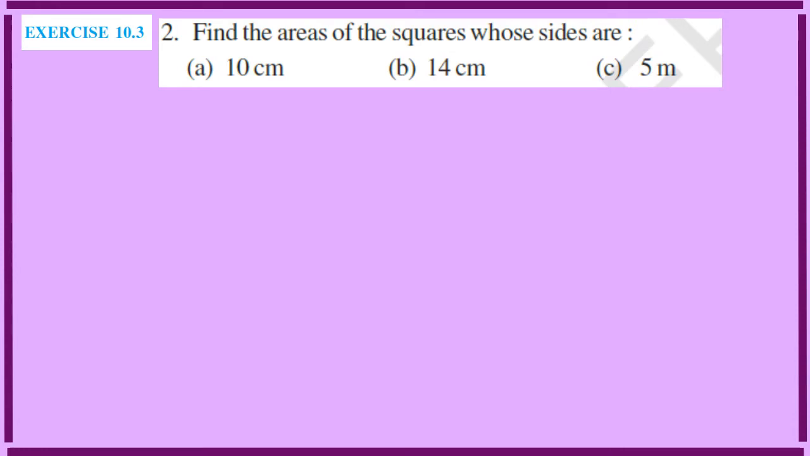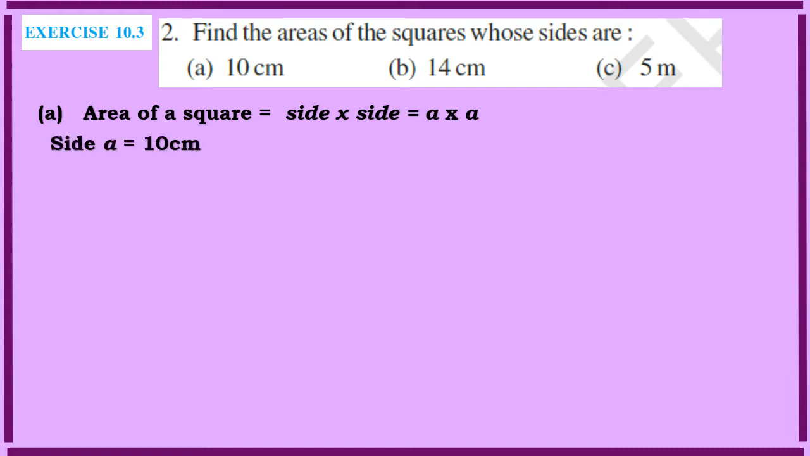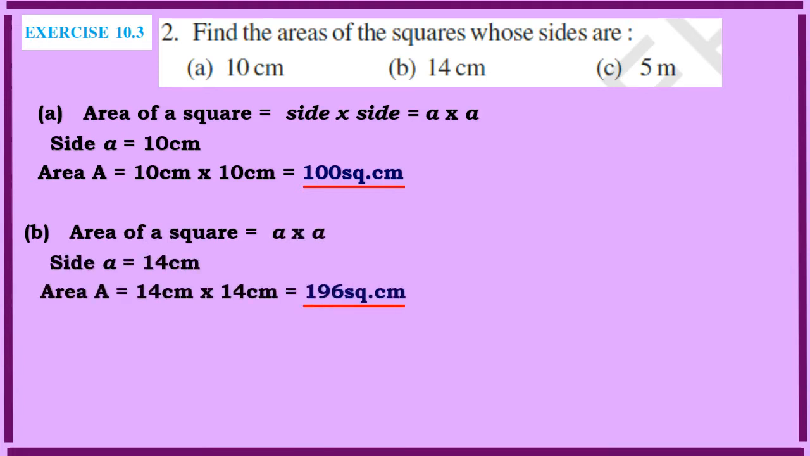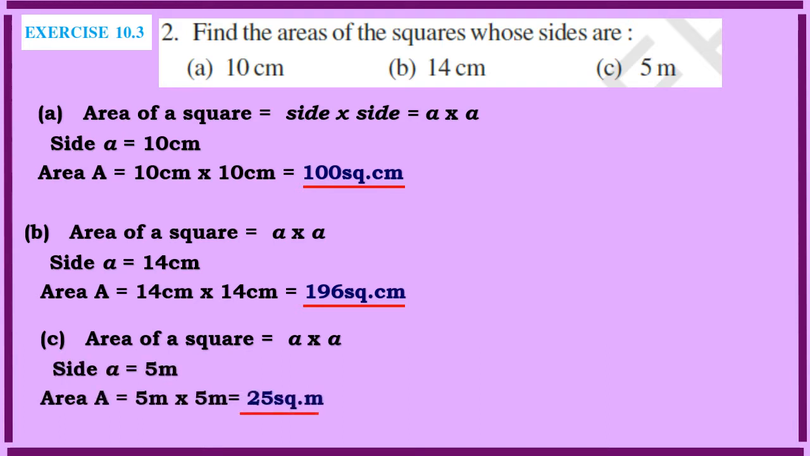Find the areas of the squares. Square is very easy, no? In a square, all the sides are equal. So if you know one side, what's the area? Side into side. Or I can say A into A, if I give A for the side. So if the side is 10 centimeter, the area is 10 into 10, 100 square centimeter. The second one, its side is 14 centimeter. So the area is 14 into 14, 196 square centimeter. And the third one, the area is side into side. It is 5 meter. So 5 into 5, 25 square meter. Very easy one, simple one.